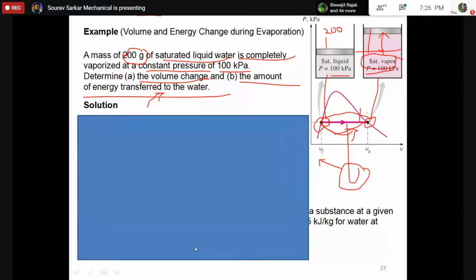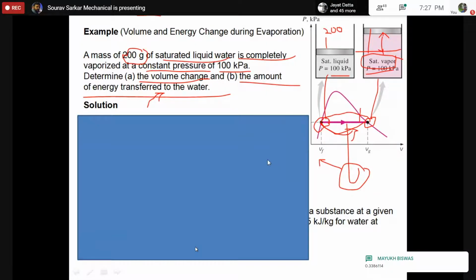Sir, 451.28 kilojoule. The energy change. Kilojoule. Yes, sir. Okay. And what is the change of volume? 0.386. Is it coming? 0.338 meter cube. Okay. And what about the energy transfer? 451.28 kilojoule. 451.5 kilojoule. Okay, so this is a difference of fraction.